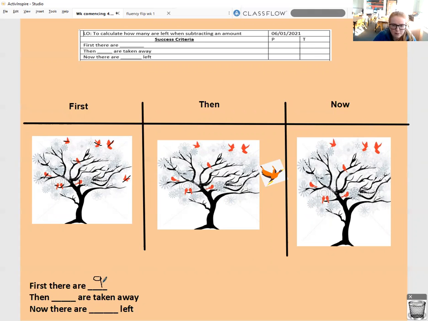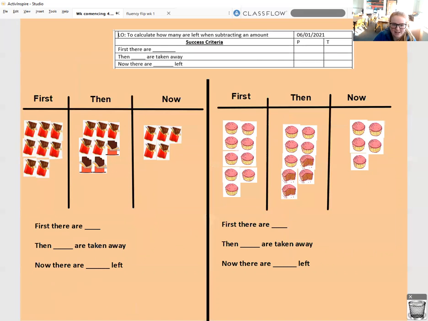And then, how many are taken away? We've got 1 that is flying away here. So now 1 is taken away. How many are left? If we start with 9 and we've taken 1 away, how many are left? Let's just double check. 1, 2, 3, 4, 5, 6, 7, 8. 8 are left. Sorry, 9 take away 1 is 8.